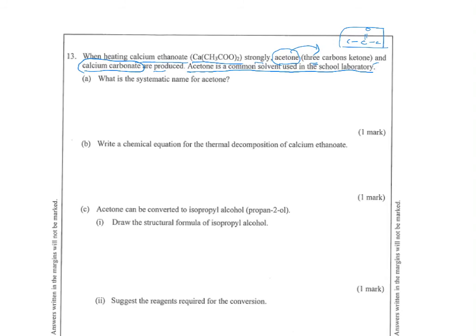The systematic name for this acetone, CH3 C=O CH3, so what's the name for this? 1, 2, 3, so propanone. Okay, so propanone is actually in question 9. You can check. So that's propanone, one of the reactants, okay, for the calorimetry question.